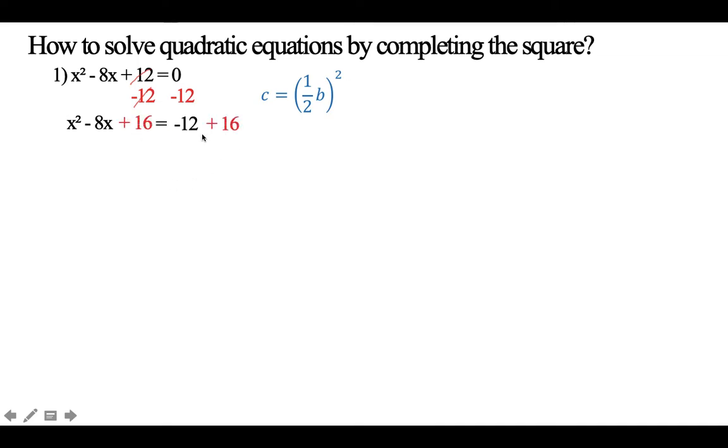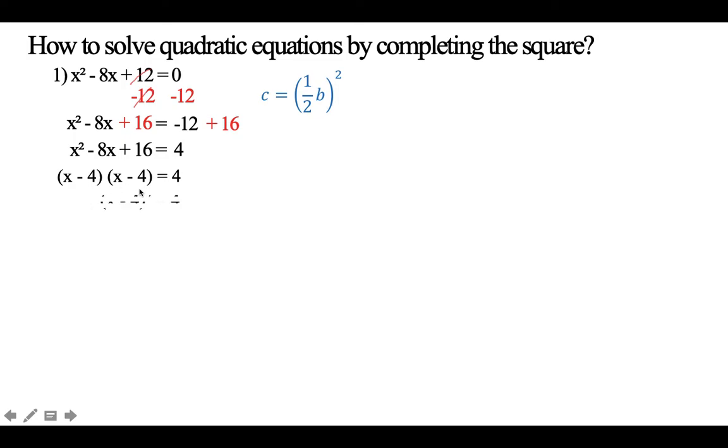That's why we will add positive 16 to both sides. Now, it is now a perfect square. So just write it down. Then negative 12 plus 16 is positive 4. Okay, so what are we going to do with this perfect square trinomial? We can factor this easily like this. Okay, we just write down equals 4.